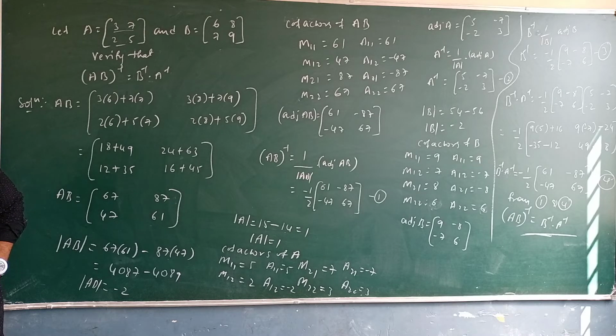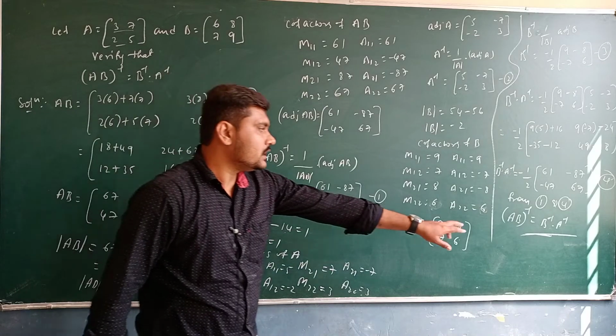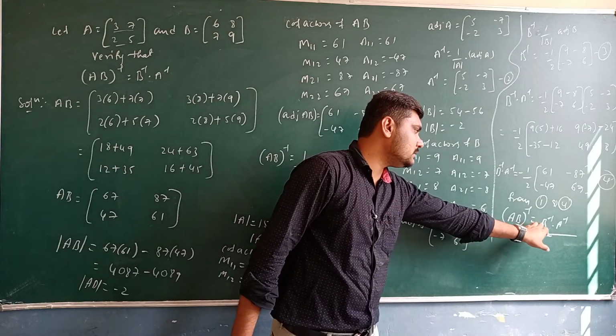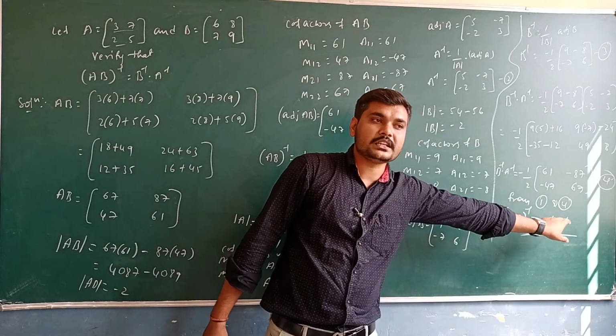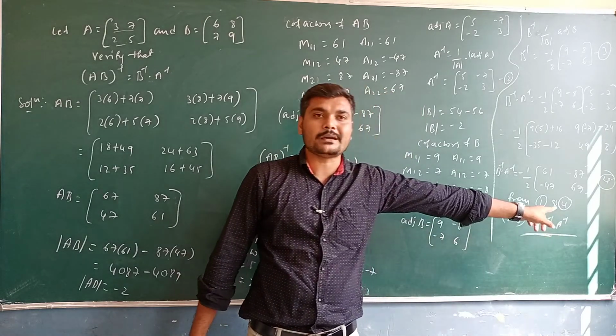And from equation number 1 and 4, we have come across with (AB) whole inverse is equal to B inverse into A inverse. So this equation, (AB) whole inverse is equal to B inverse into A inverse, is the last concept of the matrices.